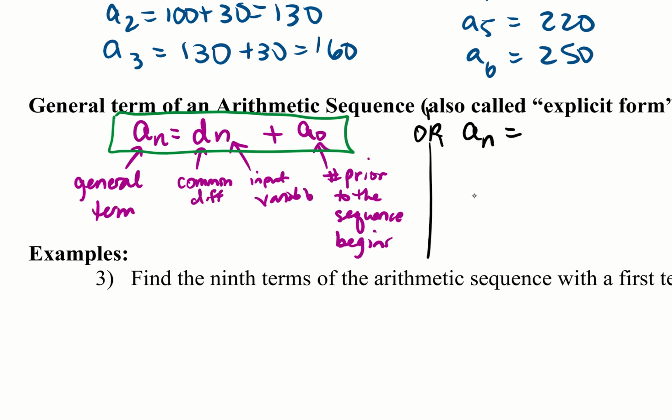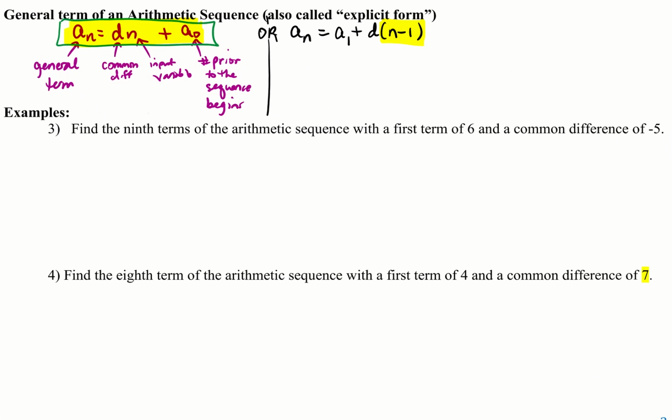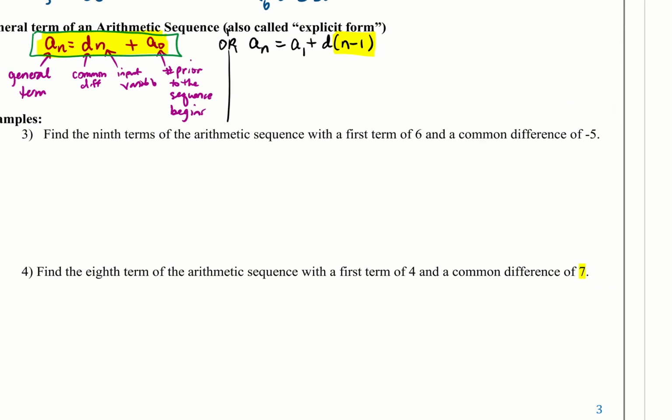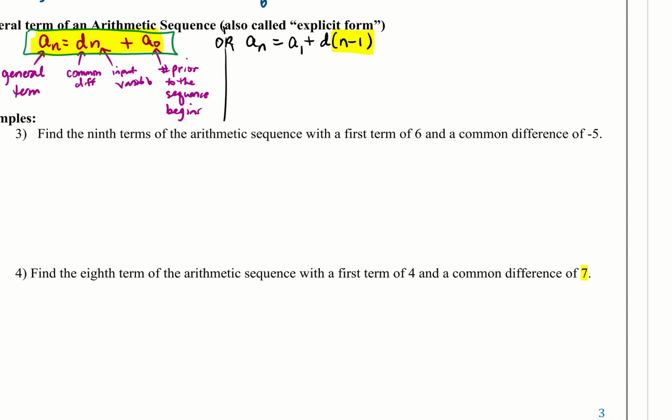A sub n, that's my general term or my output, is equal to a sub 1, the first term, plus d times the quantity n minus 1. And this n minus 1 would always be there. And if you write it in this format over here, the one that I have in black, then you would want to distribute and combine like terms, and it would end up looking like the one I have on the left. So it's really up to you. You can write it either way, and I will show you both ways, and please pick whichever you understand the best. All right, so on number 3, we want to find the 9th term.